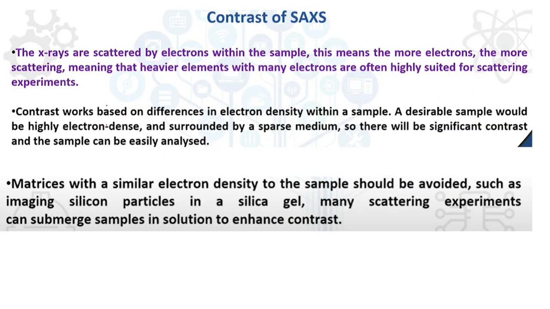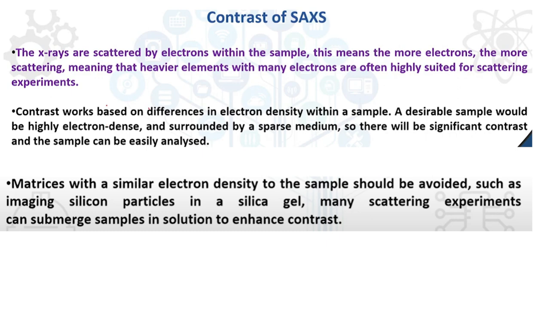Now what is the contrast of SAXS? The X-rays are scattered by electrons within the sample. This means the more electrons, the more scattering will happen. If the sample is composed of heavier elements, heavier elements obviously have a higher number of electrons, and they are highly suited for scattering experiments. So that's why to generate X-ray we need a heavy metal like copper or tungsten.